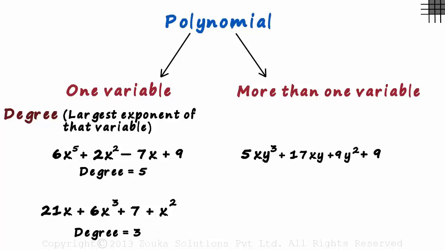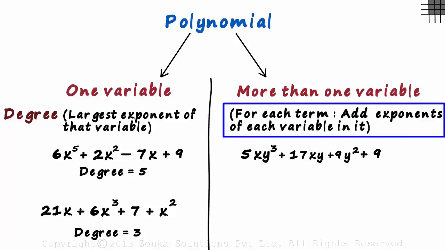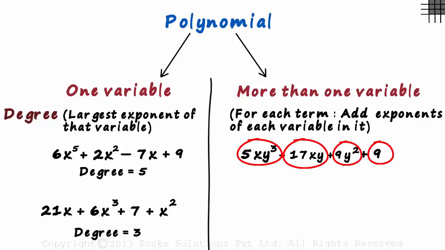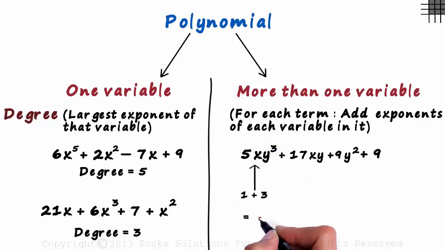Is it any different in the second case? Yes, slightly different. In the second case, for each term, we add the exponents of each variable in it. How will it work out for the first example? Remember, we have to look at each term individually. Consider the first term, 5xy cubed. We had to add the exponents of each variable in it. The exponent of x is 1 and the exponent of y is 3. So for the first term, we consider the power to be 1 plus 3, which is 4.